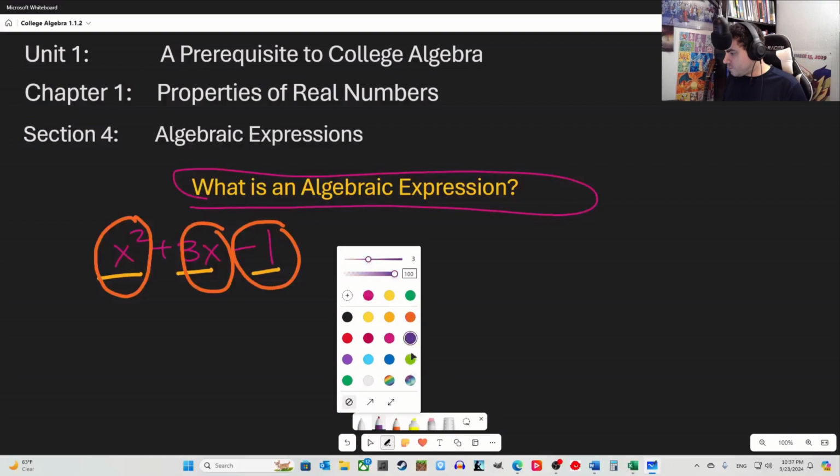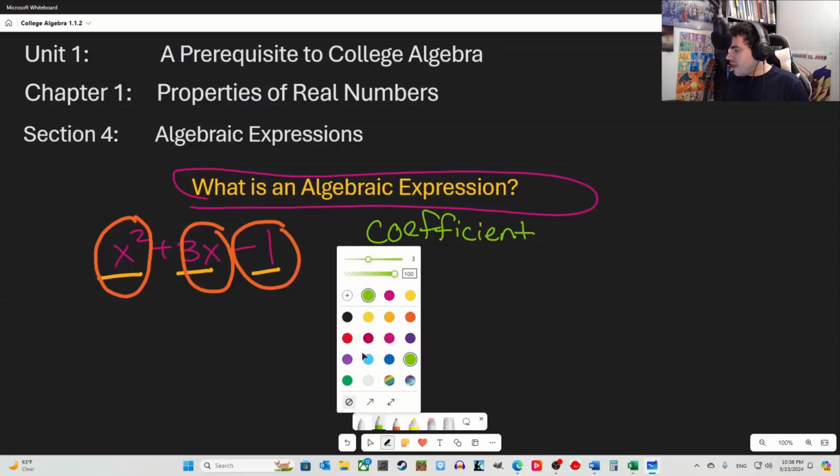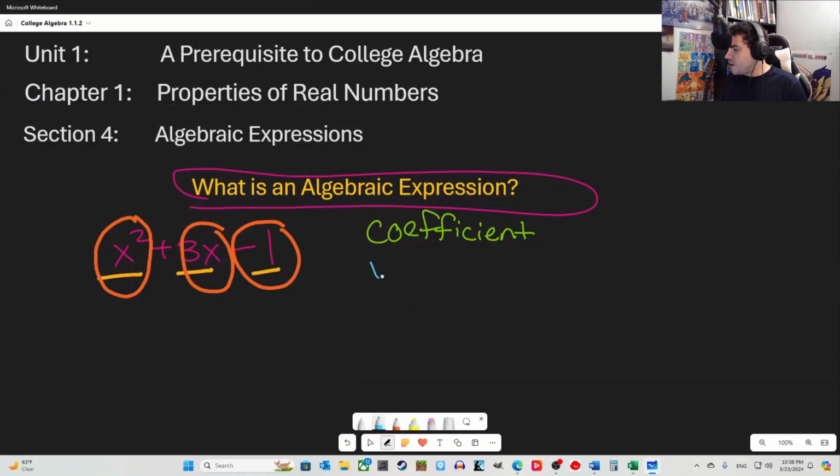You have what's known as your coefficient, and you have a variable. A coefficient and a variable. That is 2 parts to the term. T-E-R-M. Your term. So your term contains 2 parts, coefficient and variable.